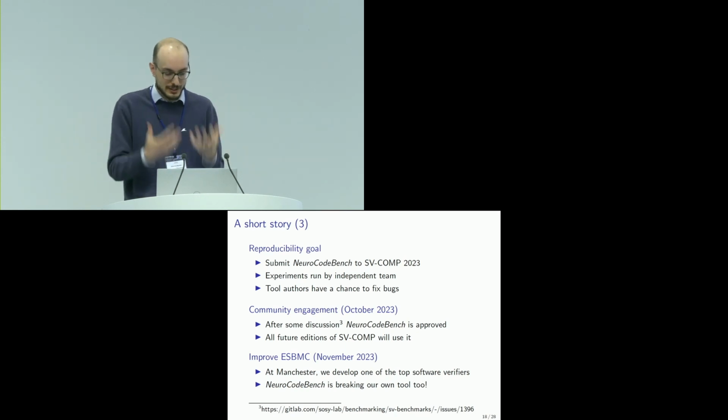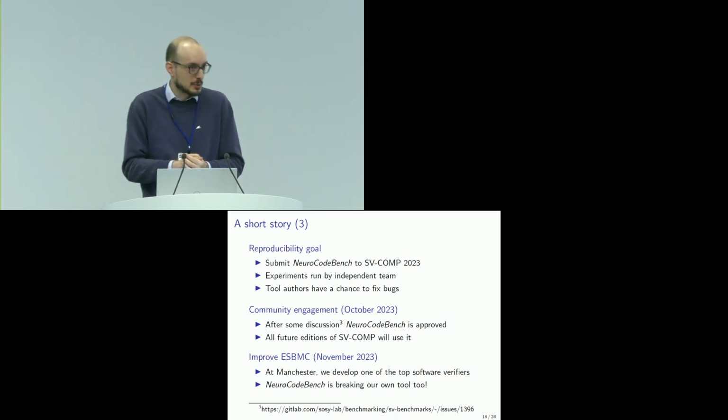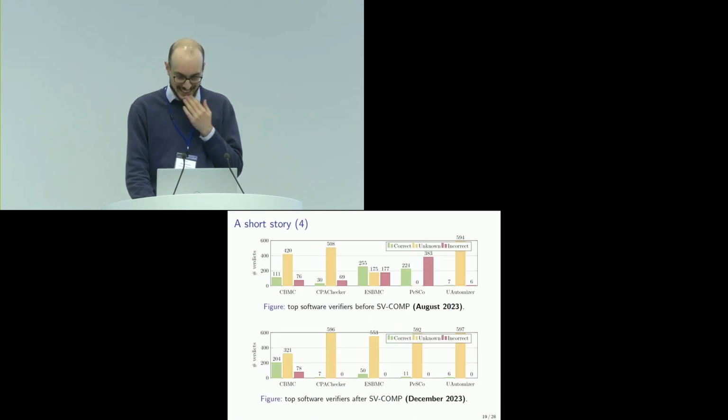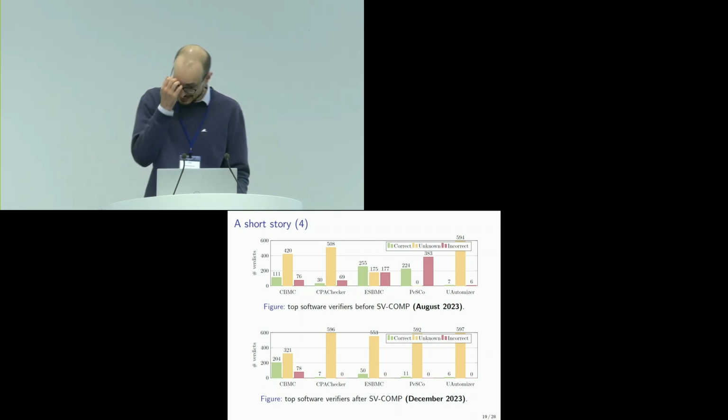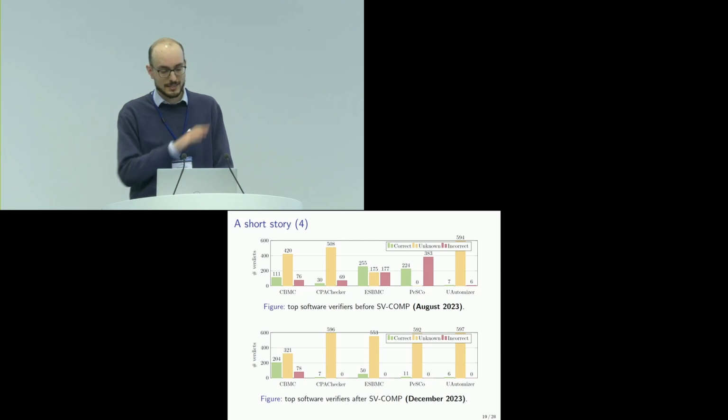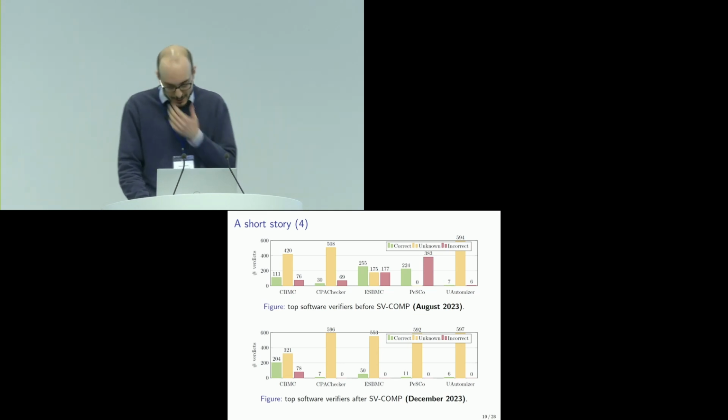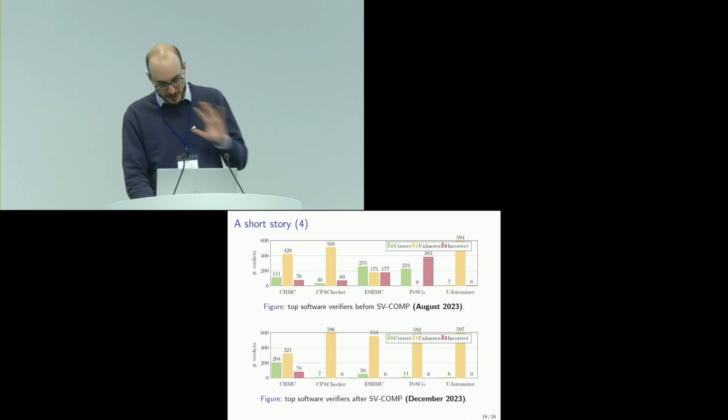Of course, at Manchester we also developed a software verifier, and our verifier was broken too, so we needed to put in the work to fix it. I can show you the before and after of the competition. At the top are the results that we ran in August. After the competition, a lot of the tool authors rushed to fix things, and now it looks much different. You can see that the incorrect results have disappeared. A lot more unknowns, of course, but also fewer correct results, because sometimes these correct results were not really correct, they were guesses. There were bugs, so the verifier was guessing at random, and sometimes by guessing at random you get lucky.